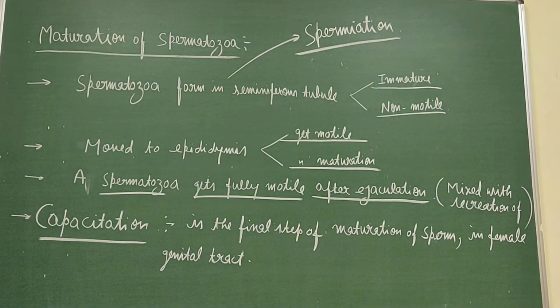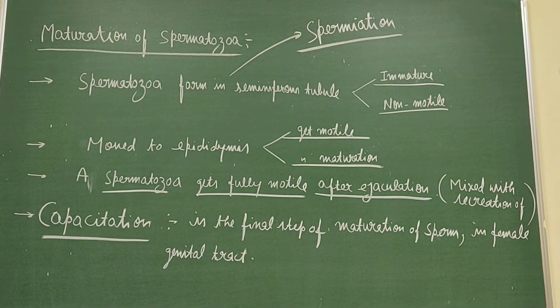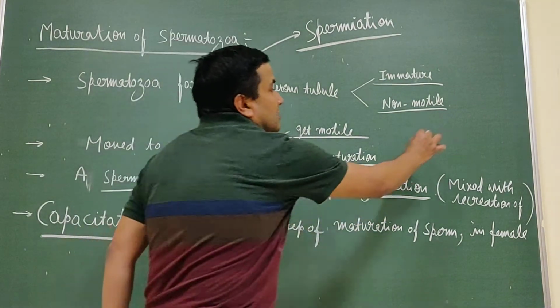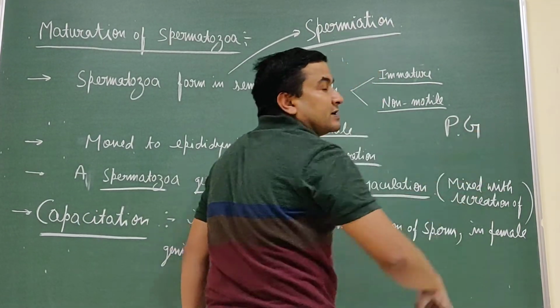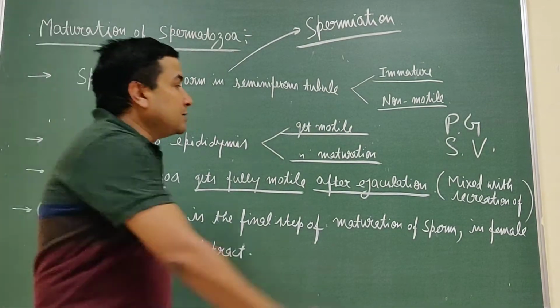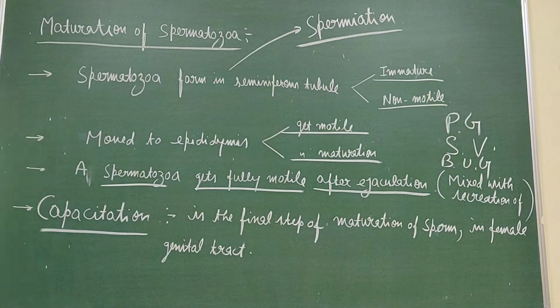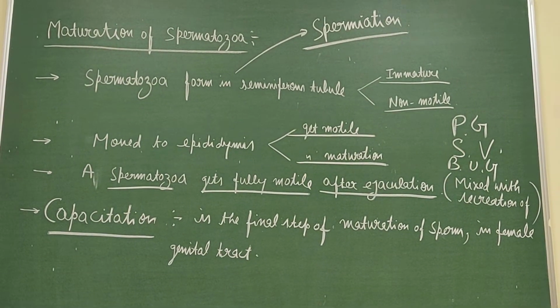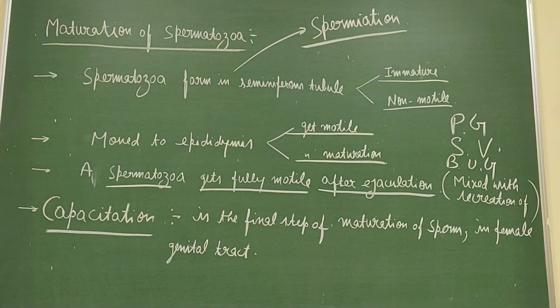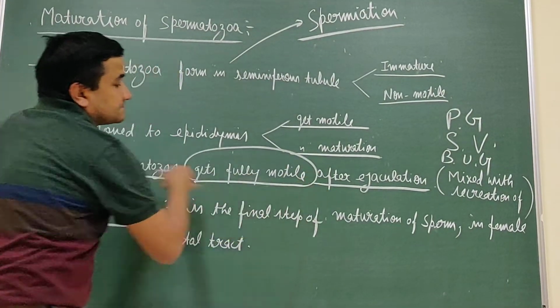Now, a spermatozoa gets fully motile after the ejaculation. After the ejaculation, it mixes with the secretion of the prostate gland, seminal vesicles, and the bulbourethral gland. The secretion of these glands, when mixed with the spermatozoa after the ejaculation, makes it fully motile.